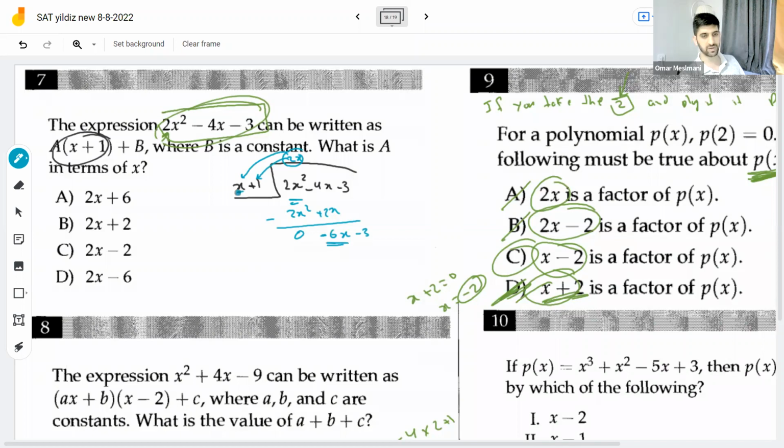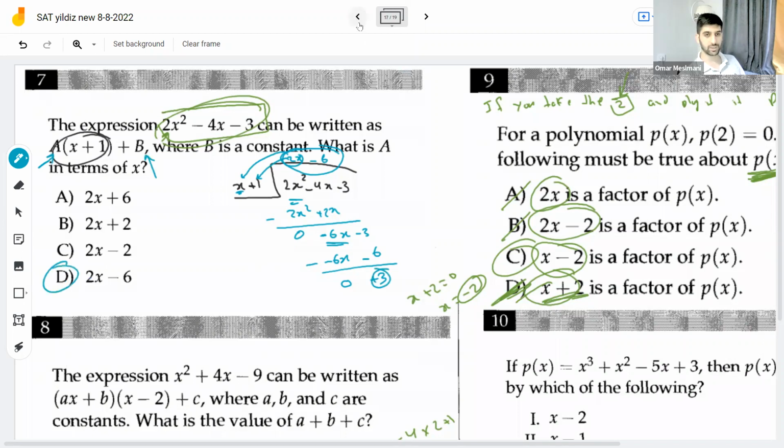One more time: minus 6x divided by x is minus 6. Wait, why did you... Oh yeah, never mind. That's the beauty of it. So minus 6 multiplied by x is minus 6x. Minus 6 multiplied by 1 is minus 6. You subtract, you get 0. And minus 3 plus 6 is plus 3. So basically, this is the answer they're looking for, the A, and this is the value of B, which is the answer of D.